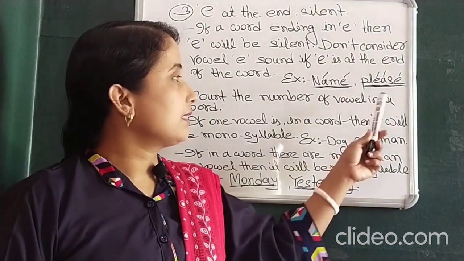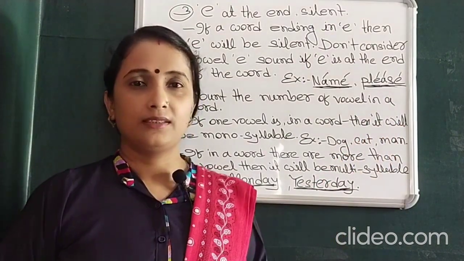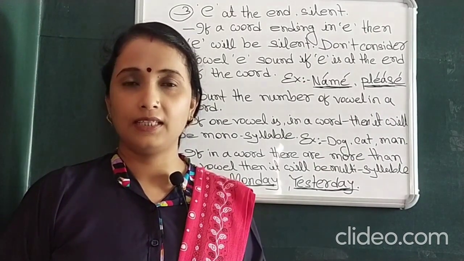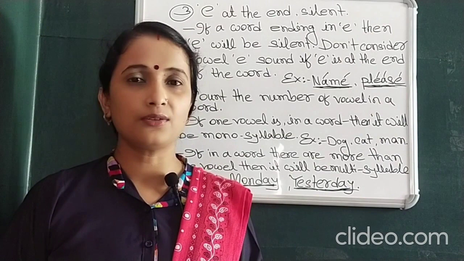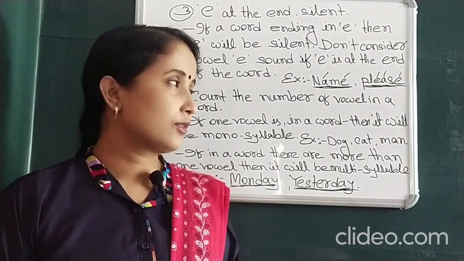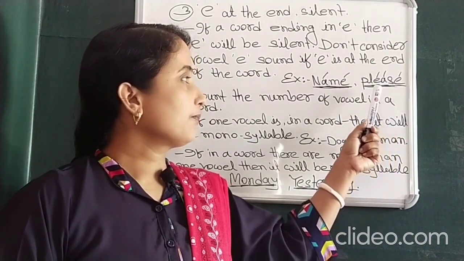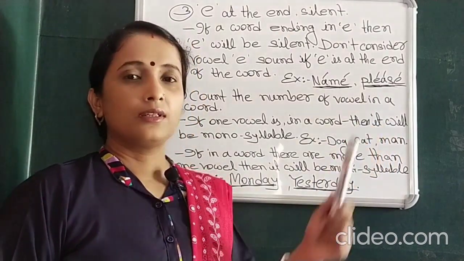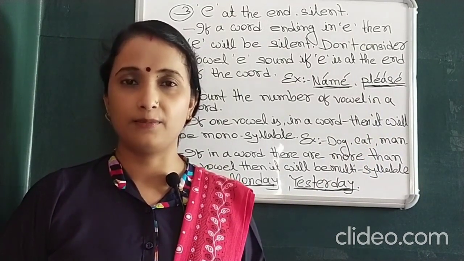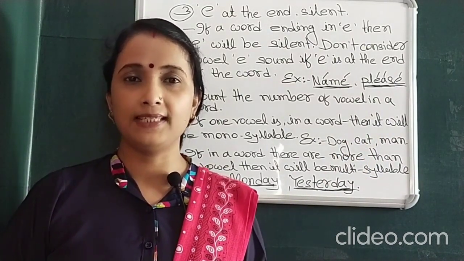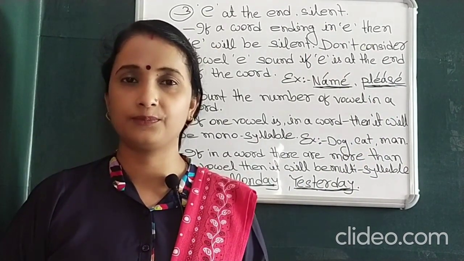And another vowel is E, but E is at the end of this word. According to rule number 3, if E is at the end of the word, then E will be silent. We can't consider vowel E sounds. So, in this word, we only consider one vowel sound. So, in the word please, here is one vowel sound, means one syllable. We will pronounce it please. We can't part this word because here is only one syllable.